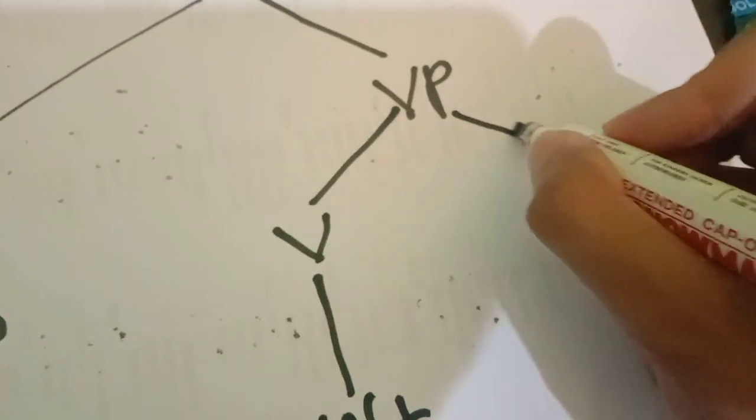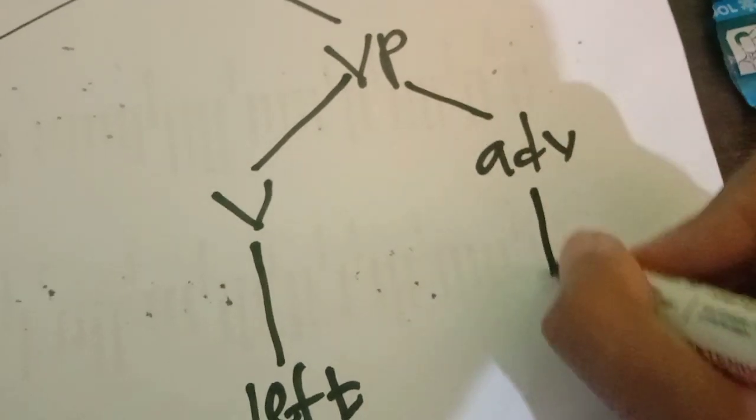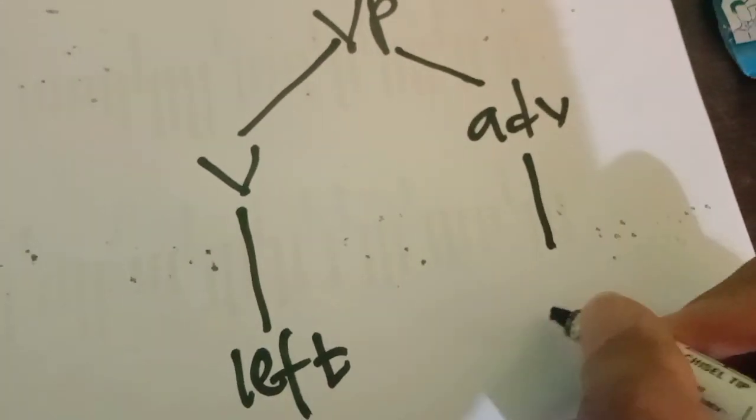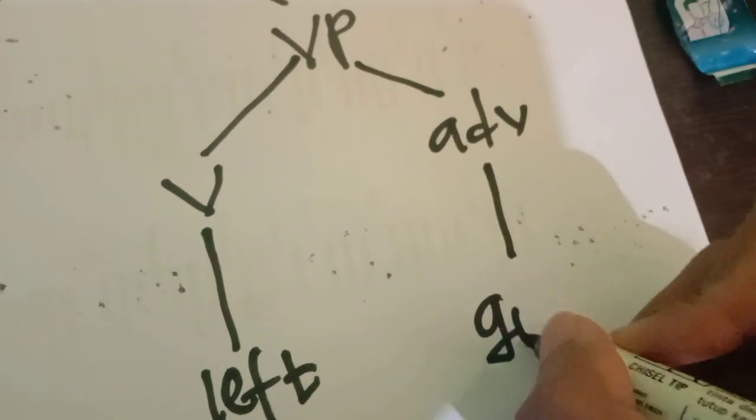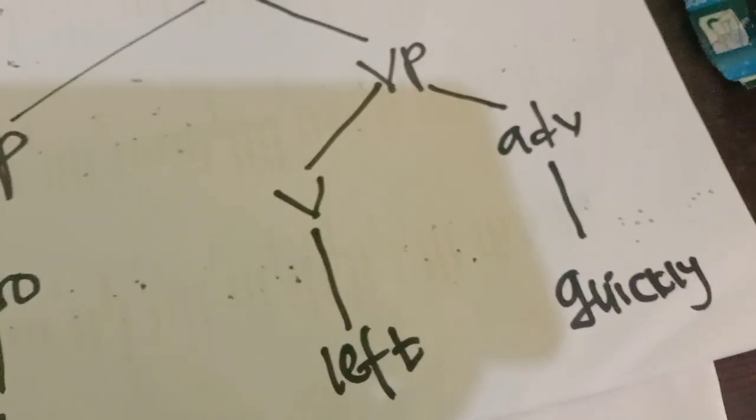And the last one we have is quickly, which is obviously an adverb. So we draw an adverb here, and then write the word quickly. Friends, how do you know quickly is an adverb? Well, basically every adverb ends with ly. Alright, I think it's pretty easy.